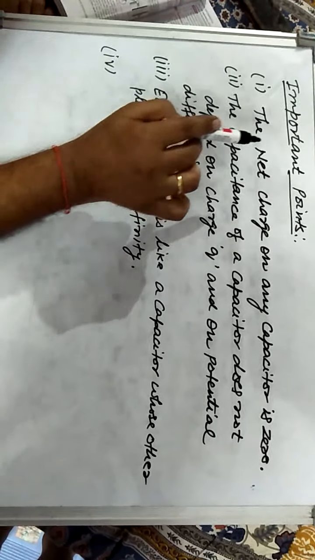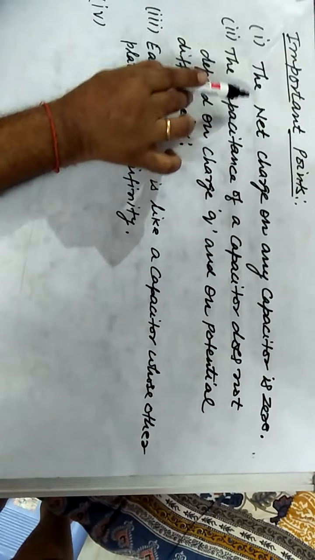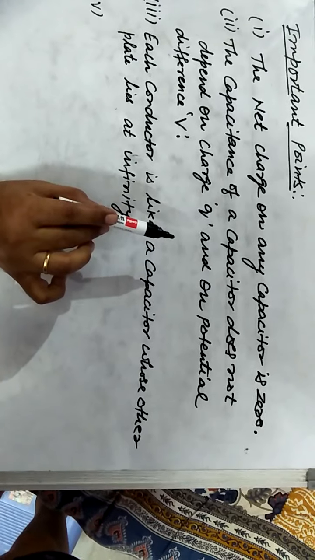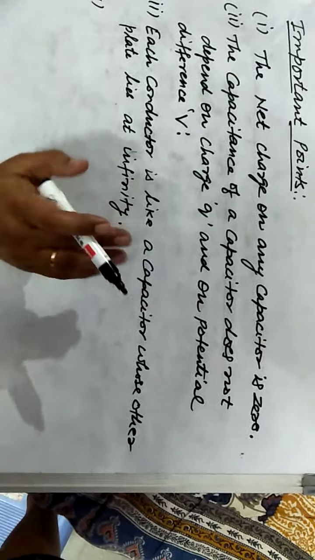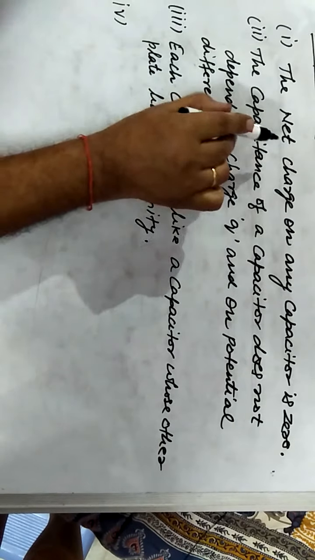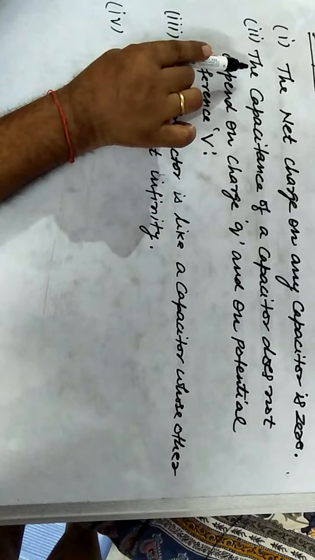Now, some important points regarding the capacitor. First, the net charge on any capacitor is zero. Net charge means the total charge on both plates, and there will be equal and opposite charges, so the net charge on any capacitor is 0.